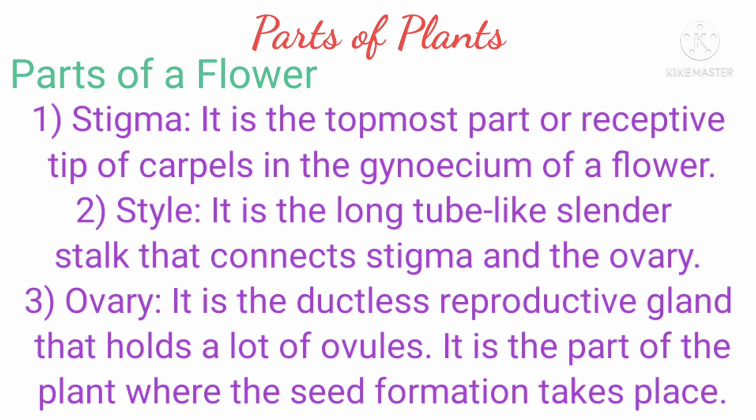This is the definition of the three parts of the pistil. Stigma. It is the topmost part, or receptive tip, of the carpels in the gynoecium of a flower. Style. It is a long, tube-like, slender stalk that connects the stigma and the ovary.